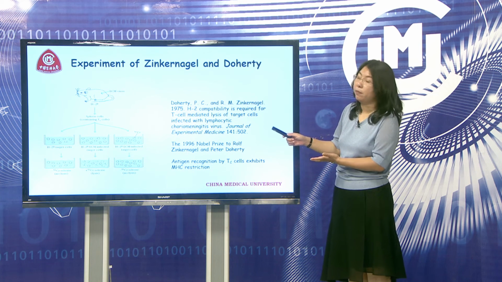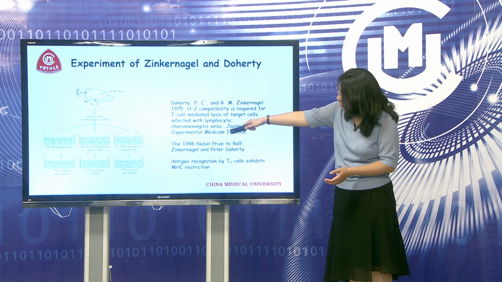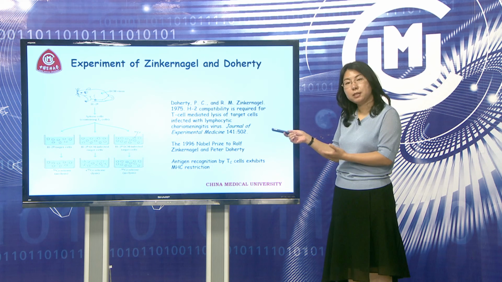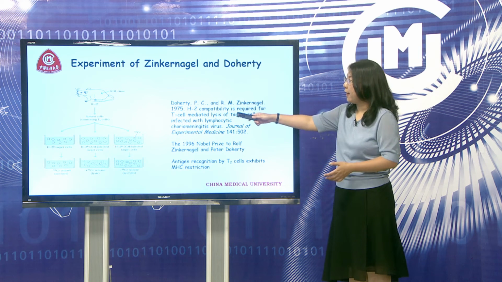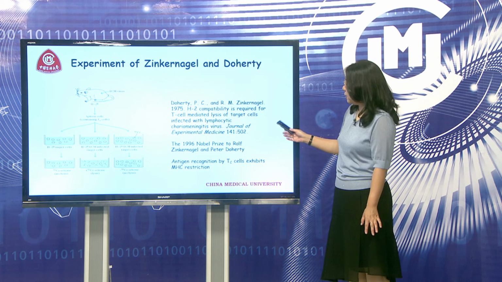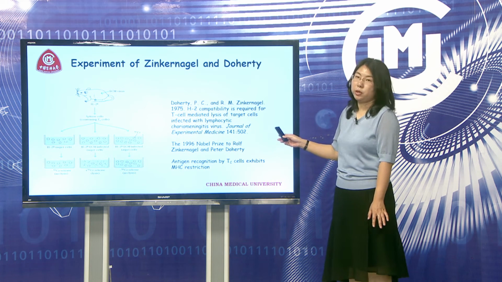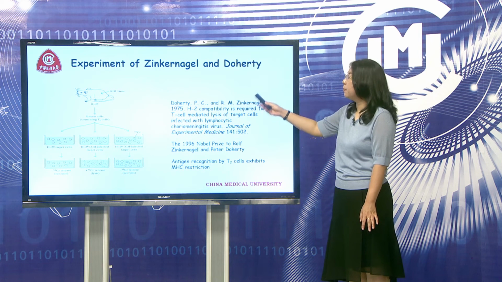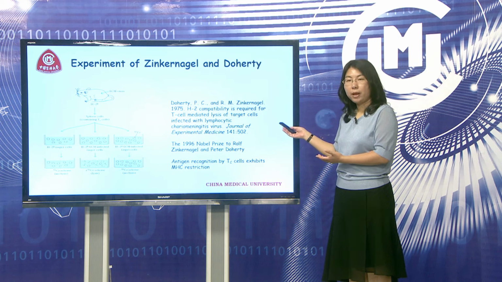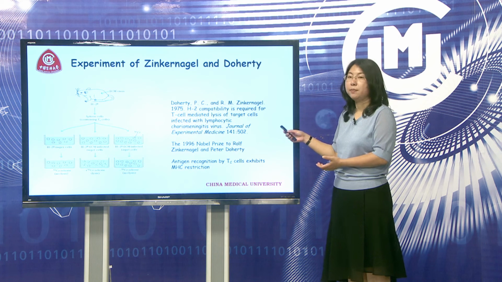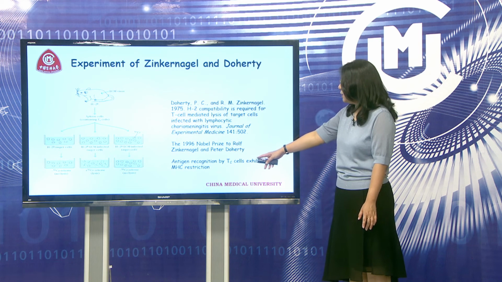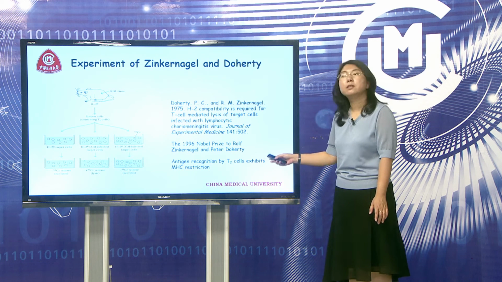by CTL. And in the third experiment, now the MHC is different. MHC is different, so the CTL cannot recognize this peptide. So we call it the self-MHC restriction from this experiment. These two great scientists also got the Nobel Prize in 1996 because they found the antigen recognition by CTL exhibits MHC restriction.